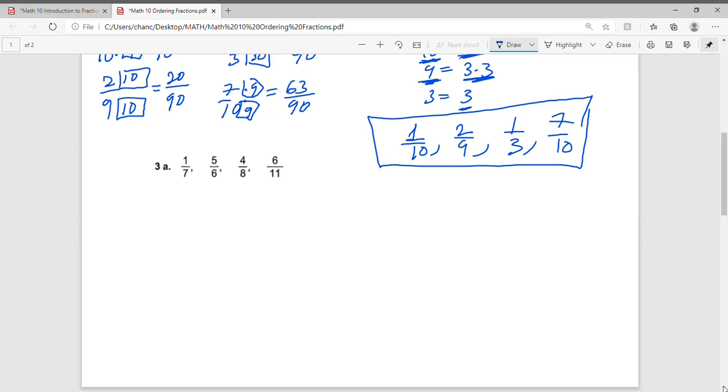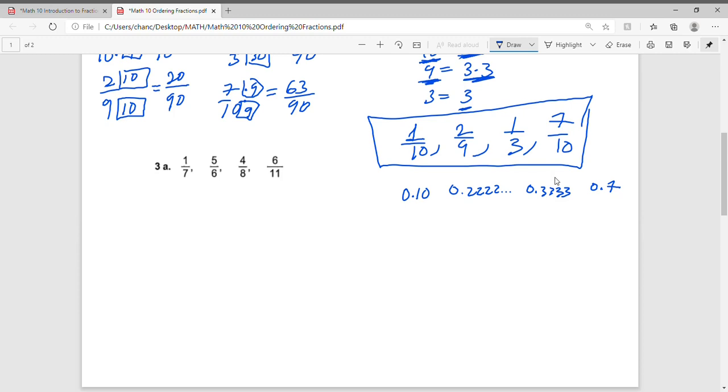A good way to check your work is to use a calculator and convert each of these to a decimal. Then you'll know for a fact that it is from smallest to biggest. You can say, oh, this is 0.10, and then use a calculator to divide 2/9. That's about 0.22222. You could do it for 1/3, and that's a good way to check that yes, it is from smallest to biggest. Using a calculator, you can always double check your work.